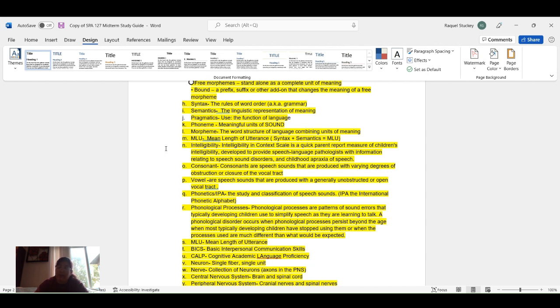Non-pathological variations in language: difference. Slower than expected but typical acquisition of language: delay. Pathological variations in language: disorder.